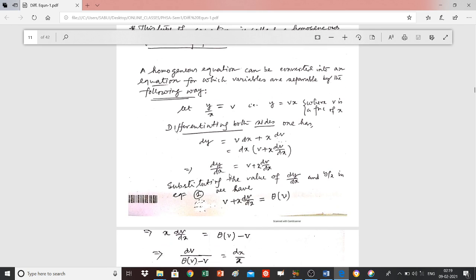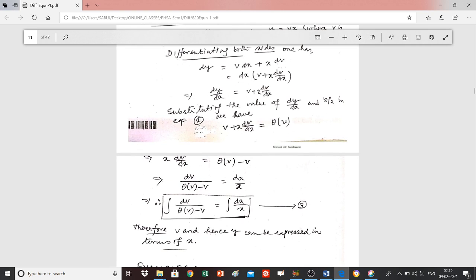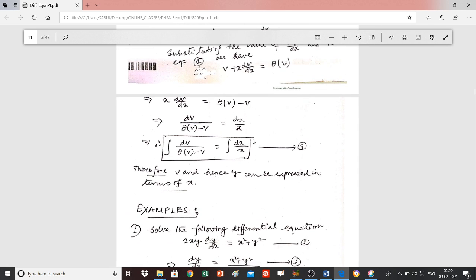So you will have dy by dx. Since dy by dx is this, so v plus x dv by dx is equal to theta. Since y by x is equal to v, so it is written here v. So from here you can write x dv by dx is equal to this theta v minus this v. Okay, or from here dv by theta v minus v, that is equal to dx by x. Now integrate both sides of this equation.